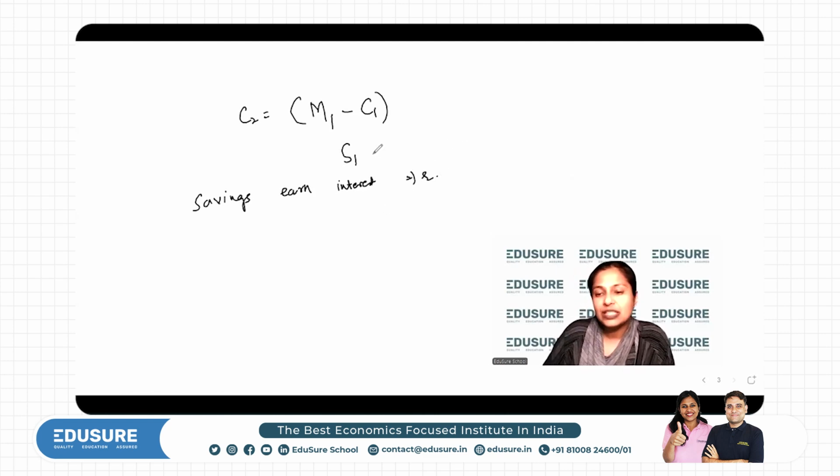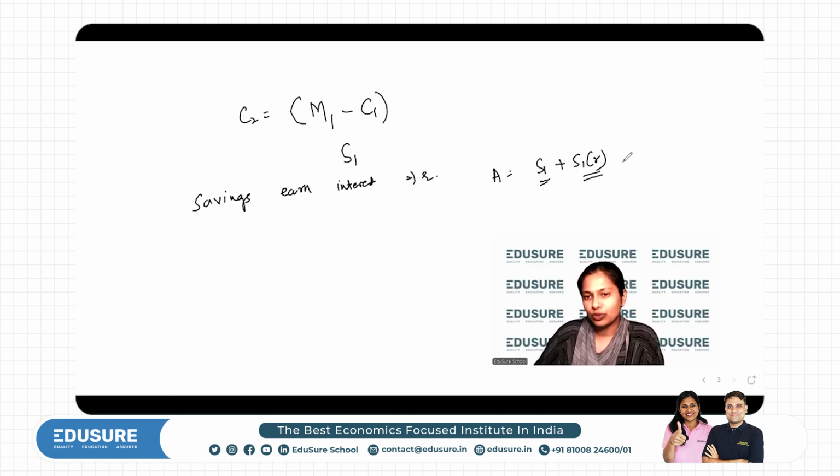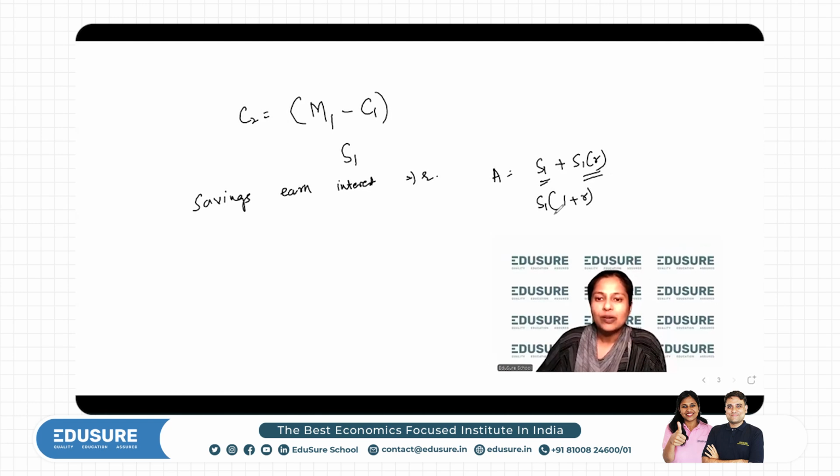Okay, let the interest rate be R. If you invest S1 in period one, all your savings, you get S1 back and you get S1 into R back. That's the interest part, and this is your principal. So your total amount is both of them together. If you take S1 common, that becomes S1 into 1 plus R. So if you save S1 in period 1, I have S1 into 1 plus R in period 2.